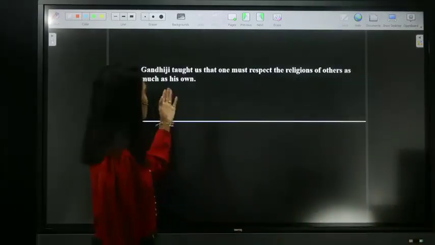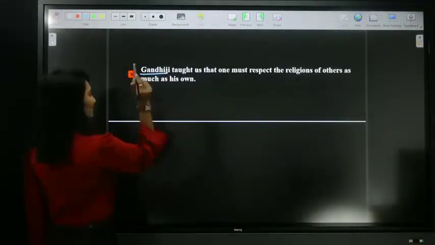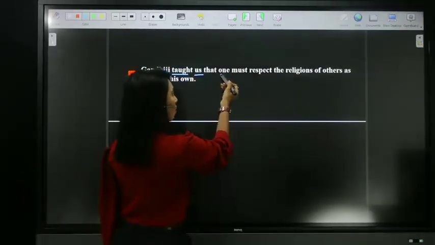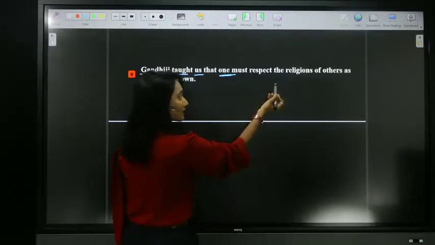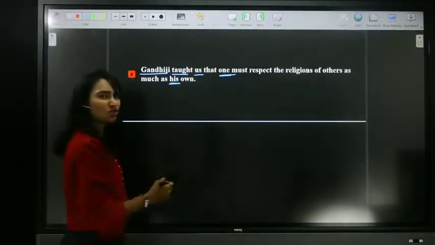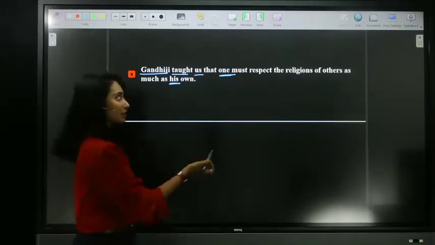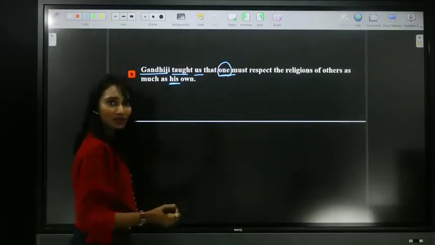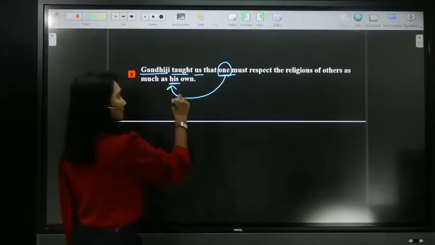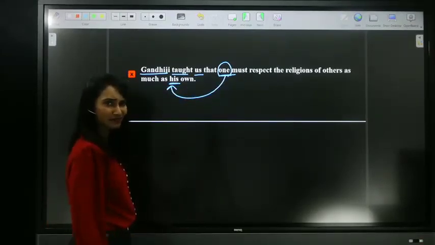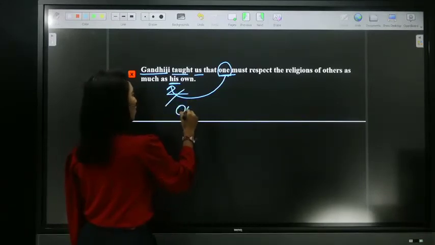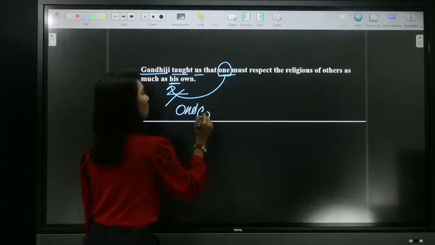Gandhiji taught us. So Gandhiji, subject, taught, verb, as object, that one must respect the religions of others as much as his own. Who is that his? We told one must respect. One refers to anyone or everyone. Then who is this his? That is incorrect, right? It should be replaced with one's own.